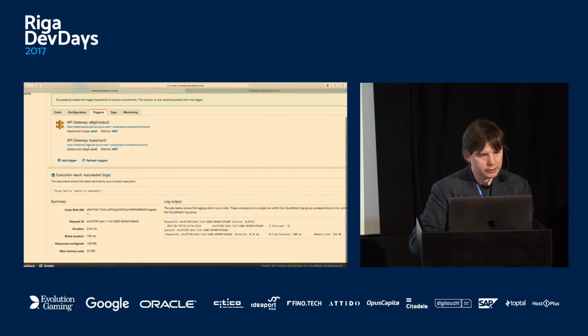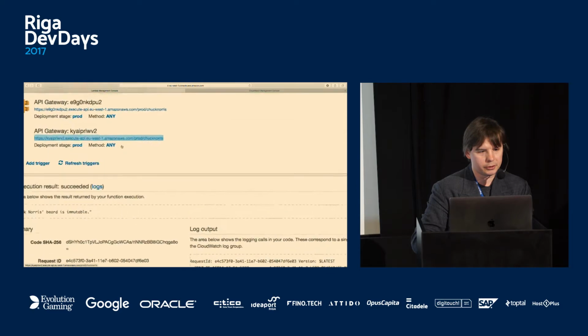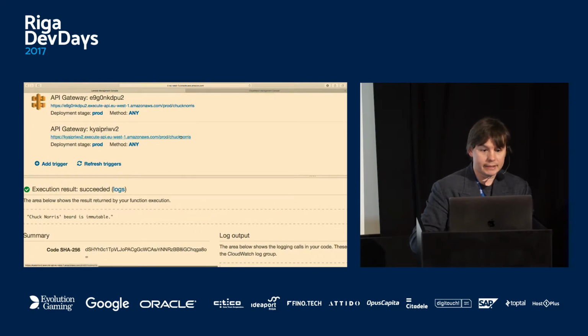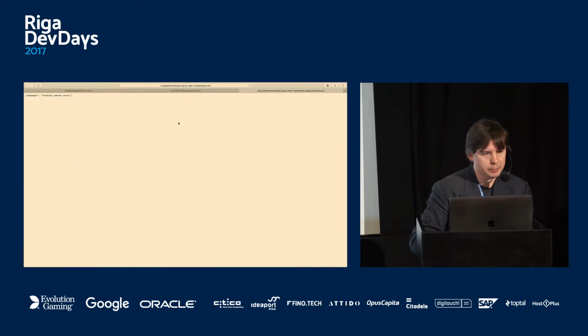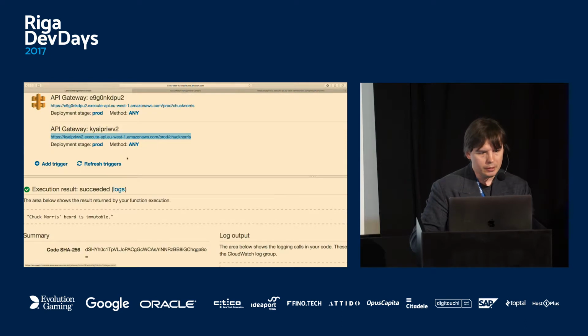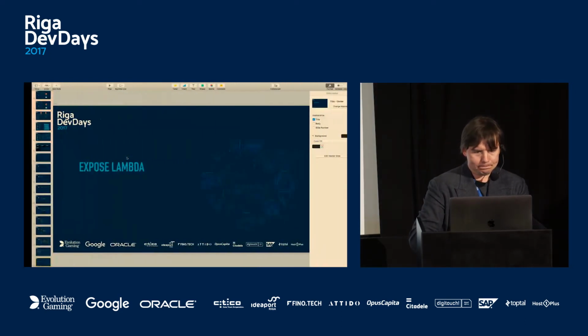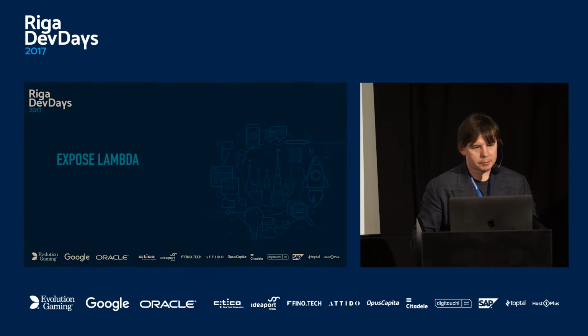I have created a new API gateway, and that's now made my Lambda, which is Chuck Norris, publicly available to the internet. You can take your phone, you can try to hit it, and you probably will get an exception. And why will you get an exception? I will explain in a minute. Don't worry, that's expected behavior.